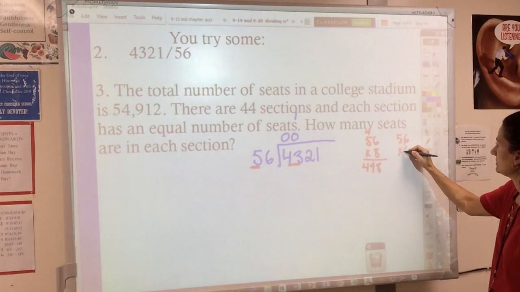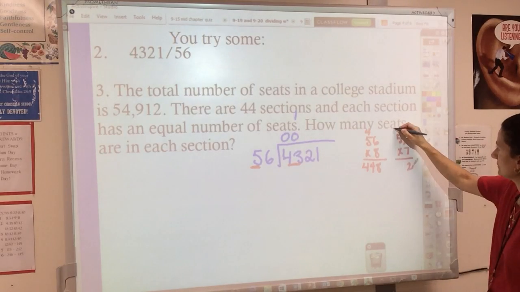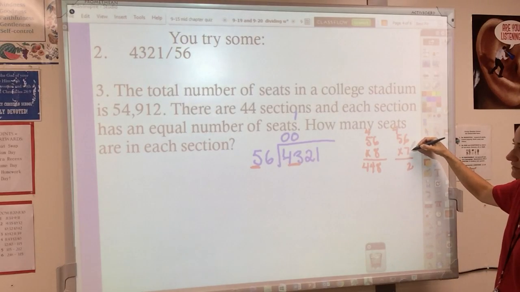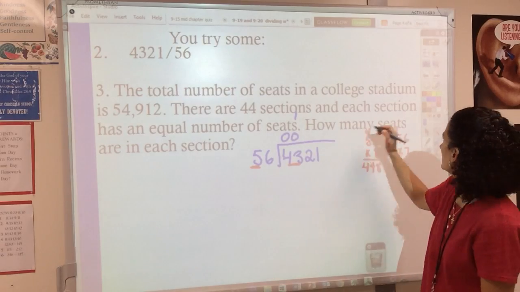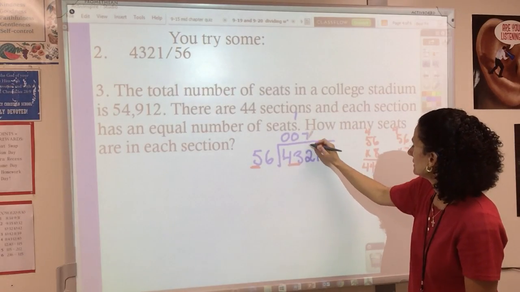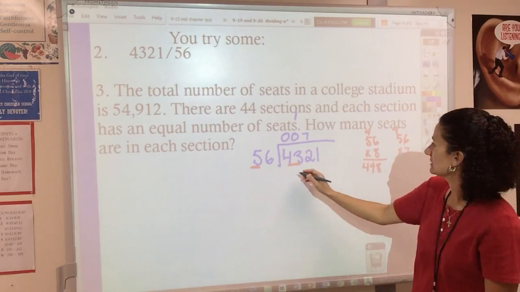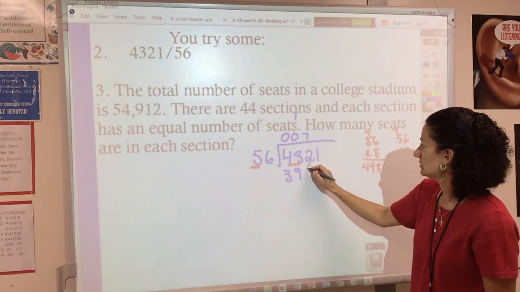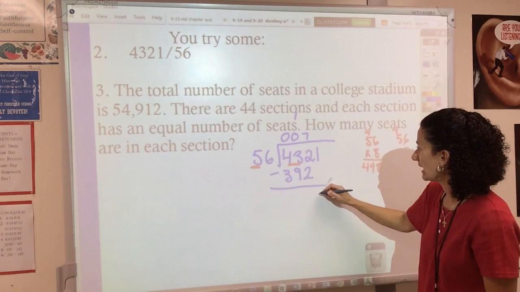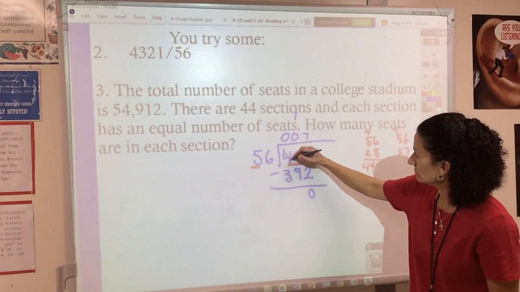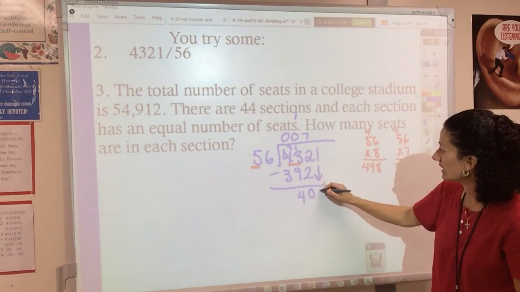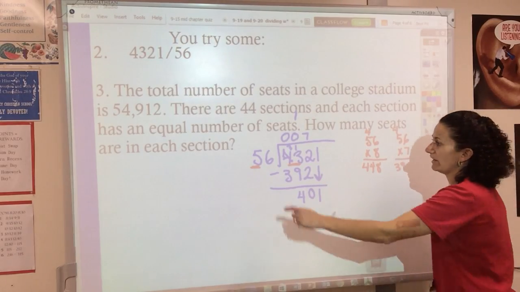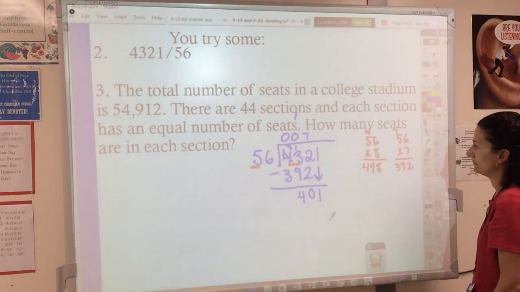56 times 7. 6 times 7 is 42. 5 times 7 is 35. Plus 4 is 39. Okay, so it must be 7 times, because 7 times 56 is 392. Now I'm going to subtract 0 to do a little regrouping here. And it gives me 4. And I have to bring down the 1. Okay, now I have to divide 56 into 401.